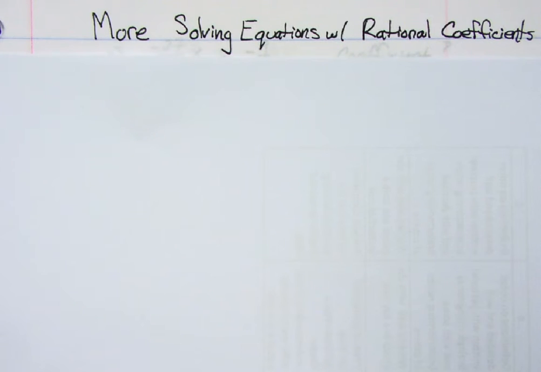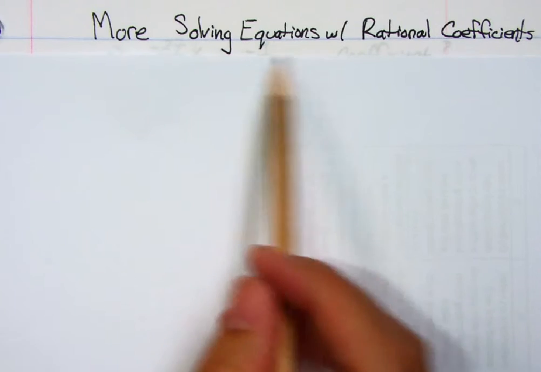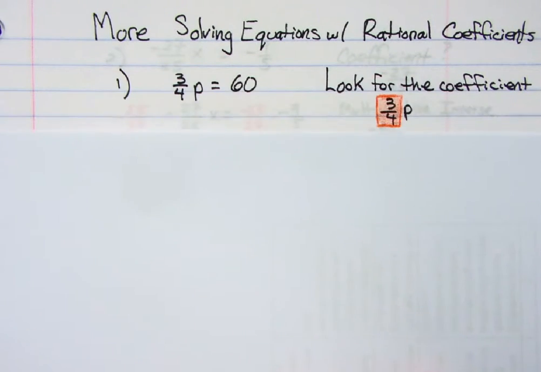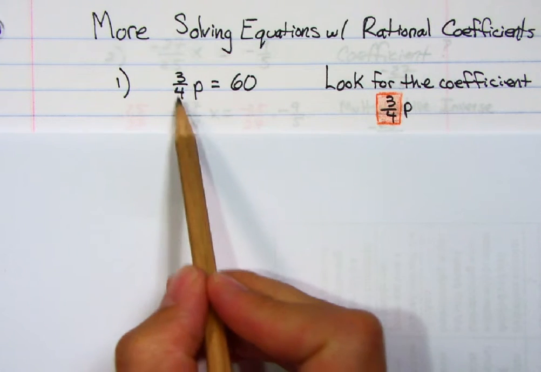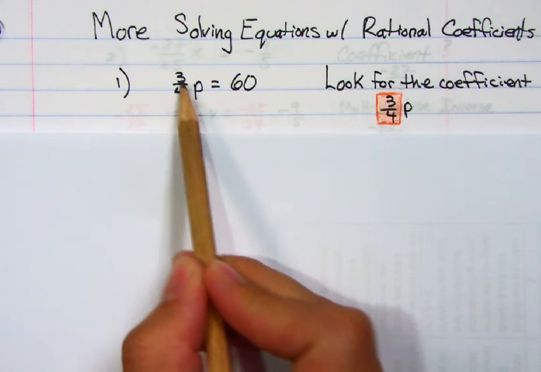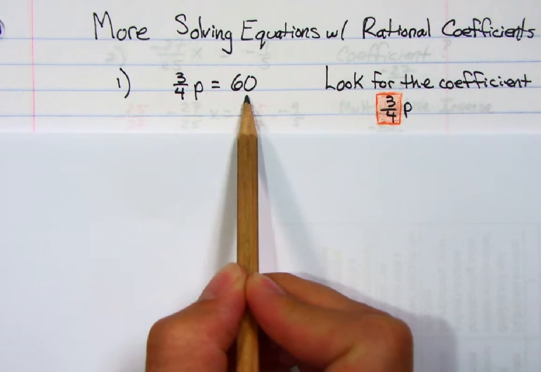So I have more examples in case that first video didn't help out. More examples of solving equations with rational coefficients. All right, so once again, I'll start with the easier type. I've got 3/4 times p is equal to 60. So 3/4 times some number is equal to 60.